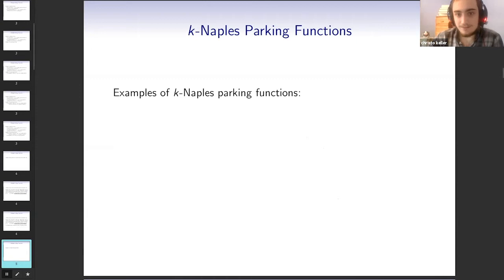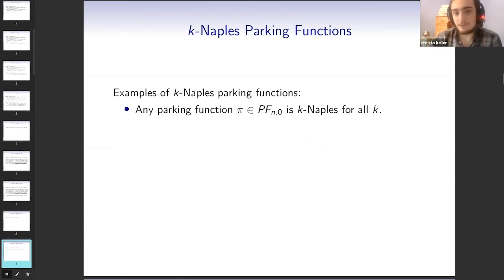Anyway, so we have examples of these. Any parking function will be k-Naples because the rule only ever moves cars backwards.